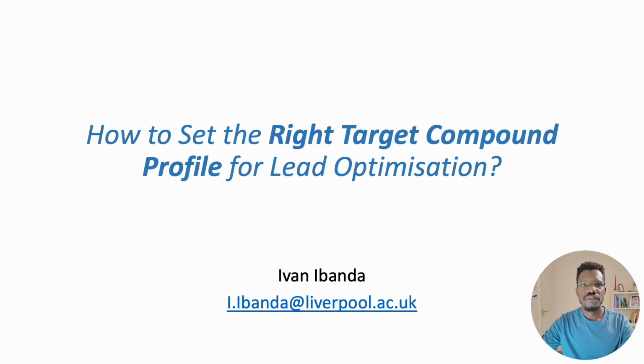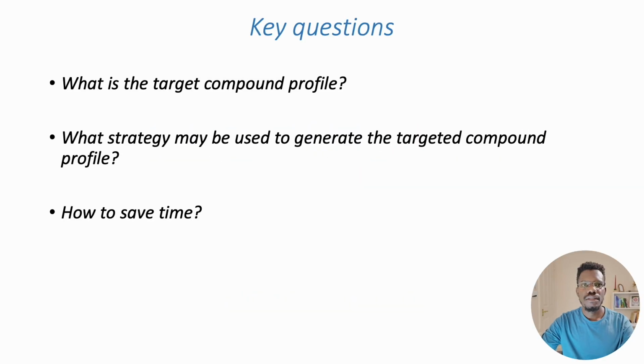Today, I'll discuss two features that are critical in setting the right target compound profile for a successful lead optimization process. To do this, I'll focus on how we define an ideal compound profile, develop strategies to achieve it, and apply modeling approaches to illustrate how we can accelerate drug discovery and development.